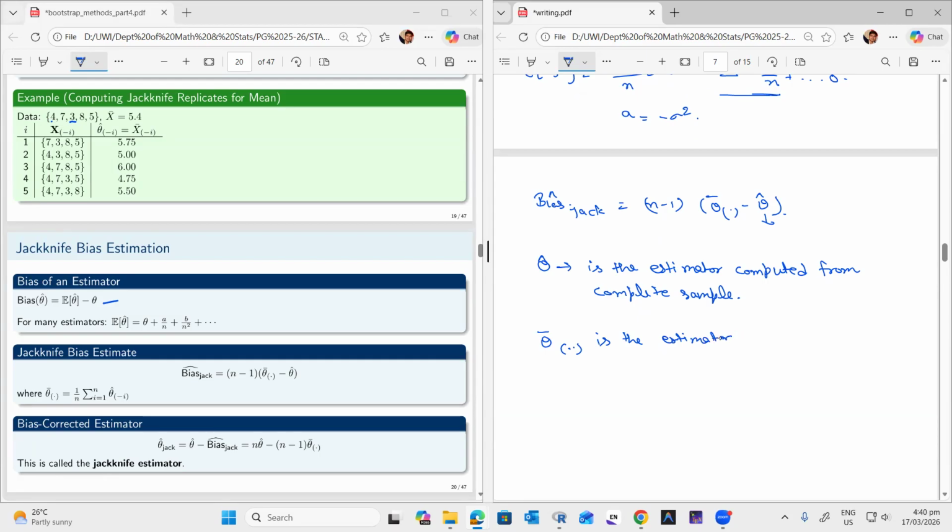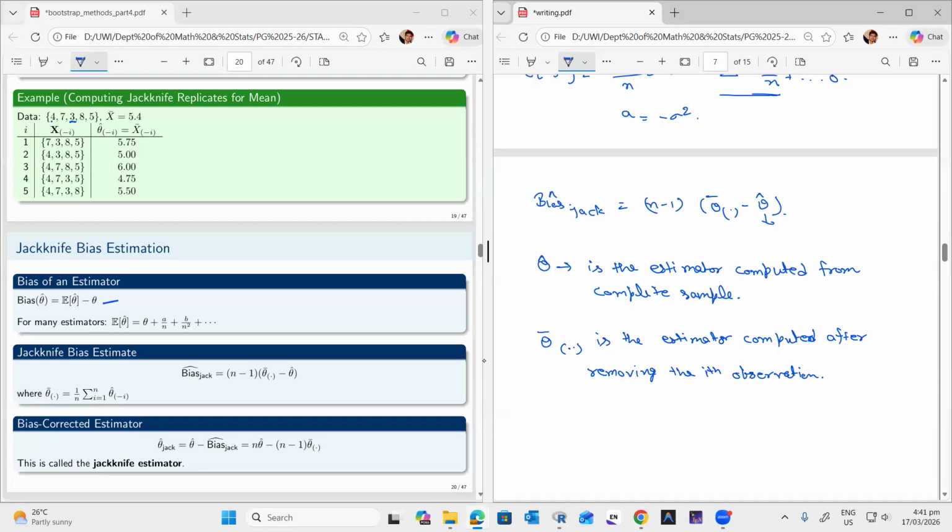Okay, theta bar dot is the estimator computed after removing the ith observation. Okay, and leave one out replicates, by using leave one out replicates.